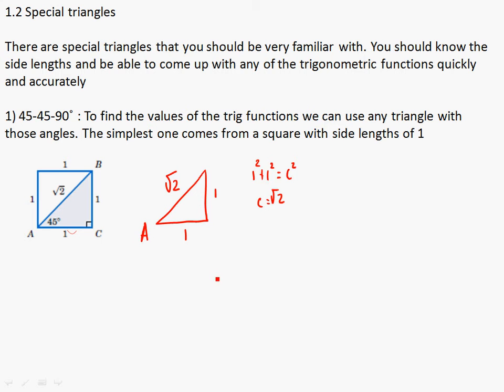Let's look at the sine, the cosine, and the tangent. So the sine would be 1 over the square root of 2, right? Which you can leave because it's a 45, 45. Cosine is exactly the same. And then the tangent's 1 over 1, which is usually written as 1.